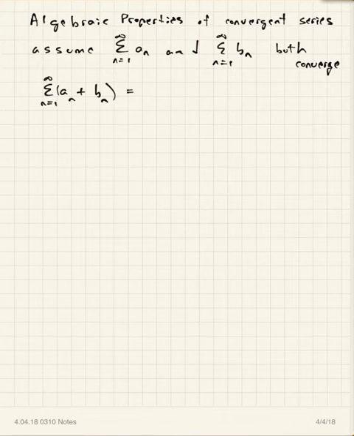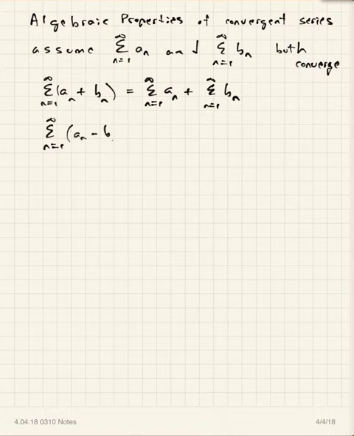it would be legal in this case, if both of those individual series are convergent, to evaluate that by looking at the sum of each series individually, like this. And that statement holds true for subtraction as well.